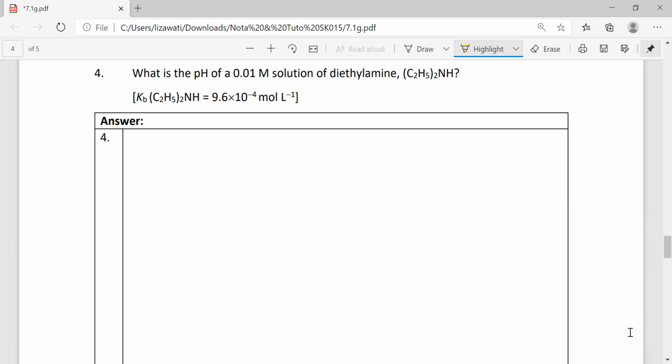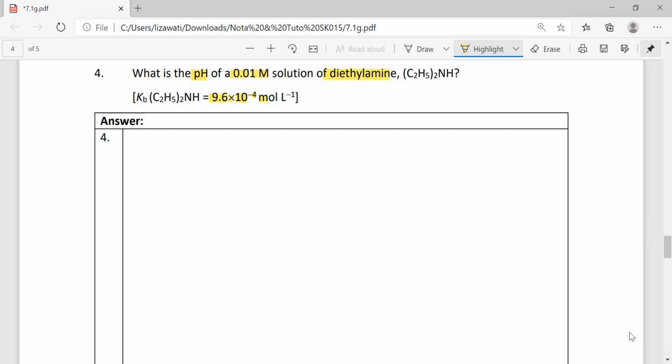Question number 4 here. What is the pH of 0.01 molar diethylamine? Given to you is the Kb value, and the Kb value here is 10 to the power of negative 4. So you have to be careful. You have to apply the 5% test to ensure whether the approximation method can be applied or not.